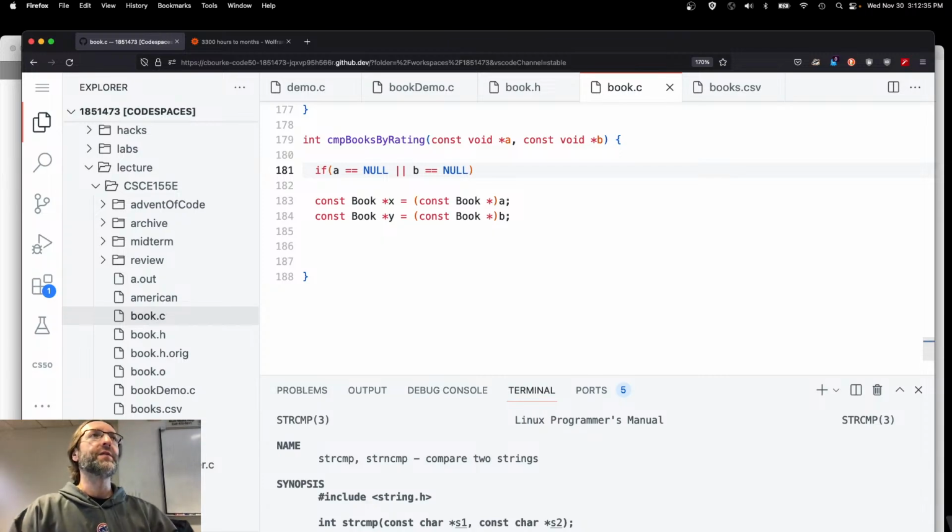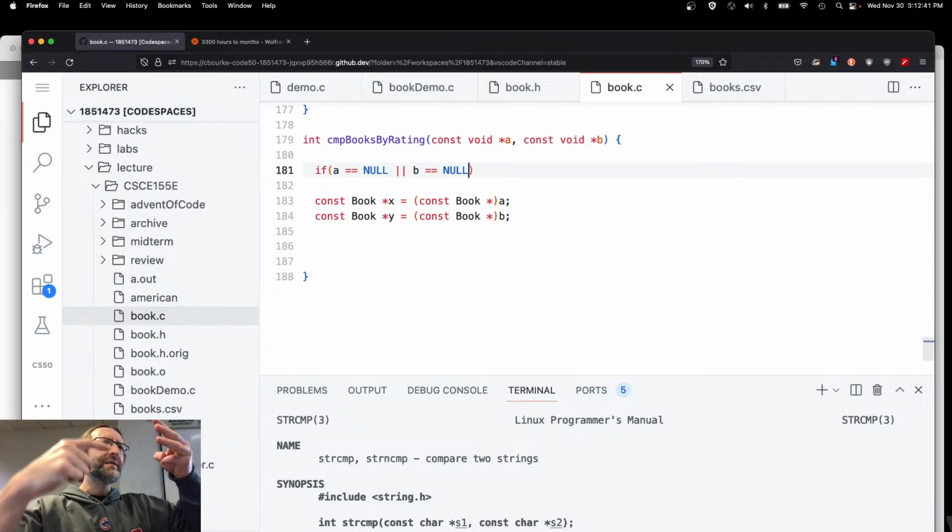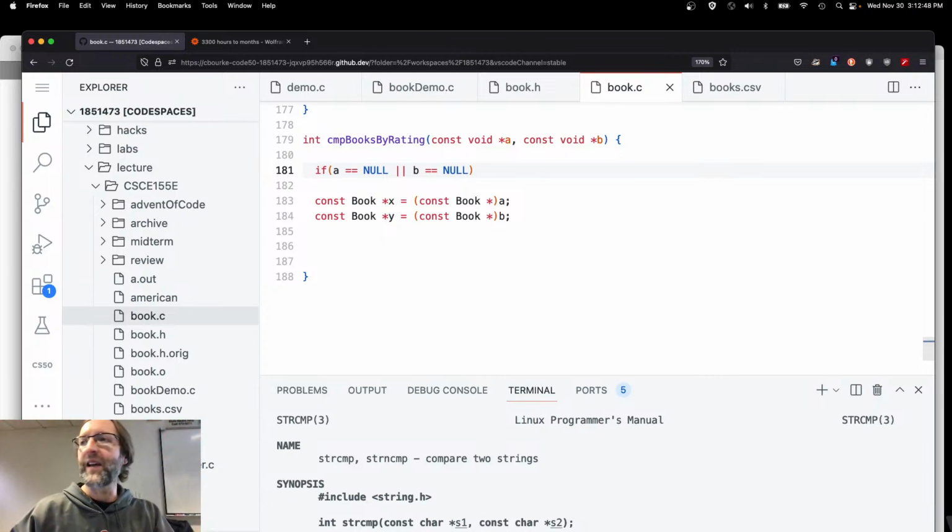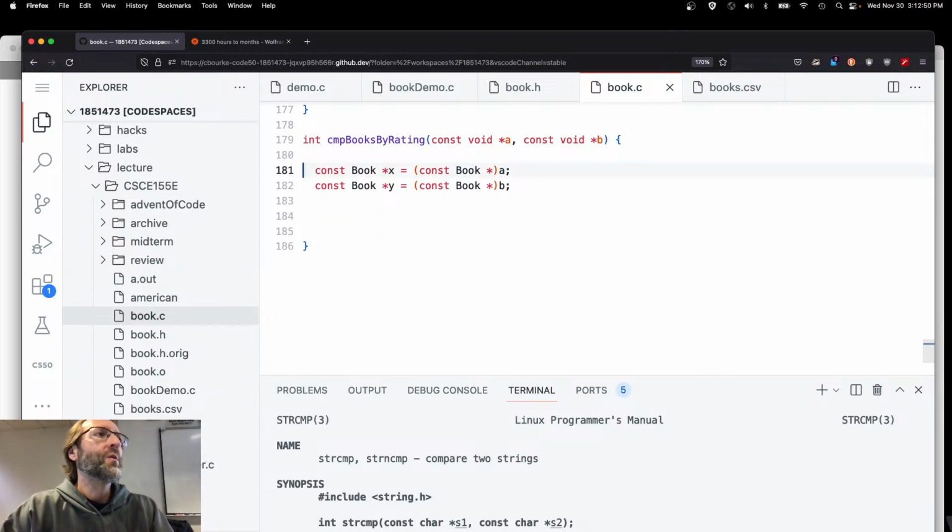That brings up the question of, well, if I've got book A, book B, book C, but then I've got a null pointer, where does it go? It doesn't make much sense. Do you put all the nulls first, all the nulls last? I'm not even going to go there. So don't worry about it. Just let it die with a seg fault. Right? Okay. I've got my two books. How do I compare their ratings?